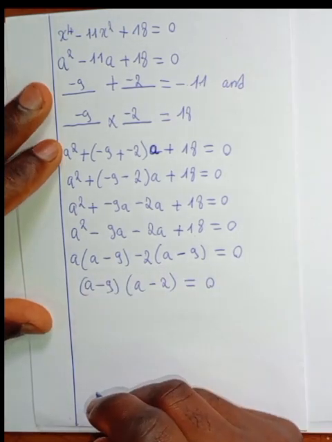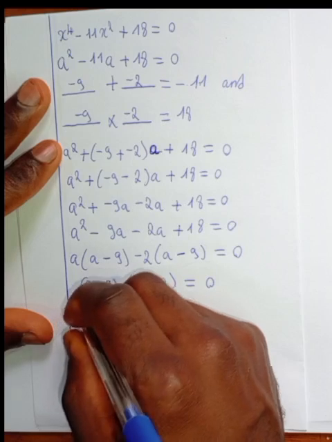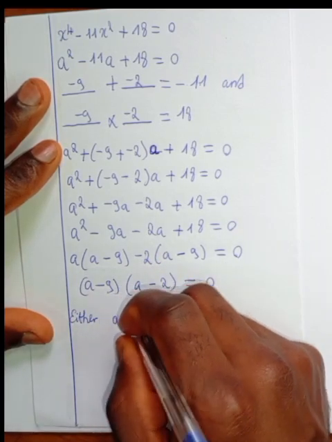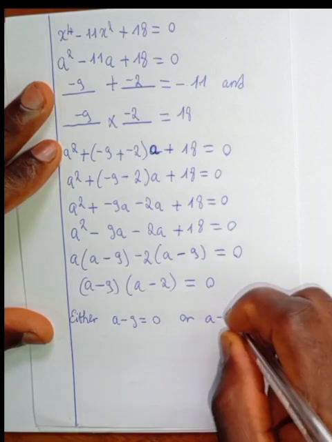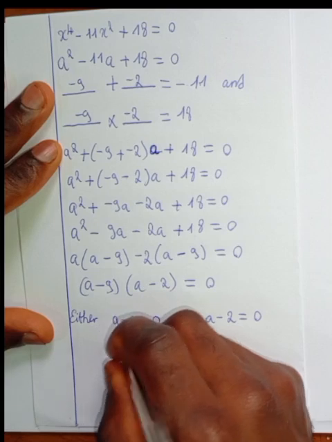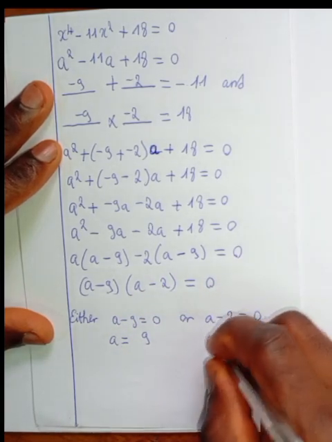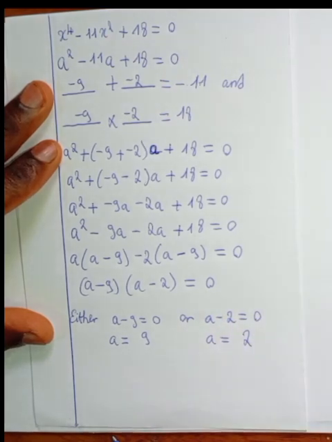Now, at this level, we are going to say, if this product is equal to 0, either a minus 9 is equal to 0 or a minus 2 is equal to 0. If we find a here, a will simply be 9. Here, a will simply be 2. The negative number crosses an equal to sign, it becomes positive.